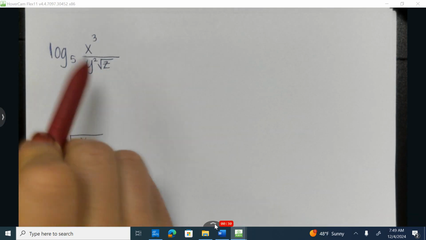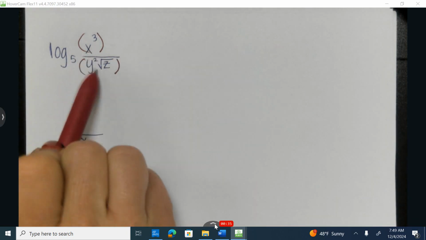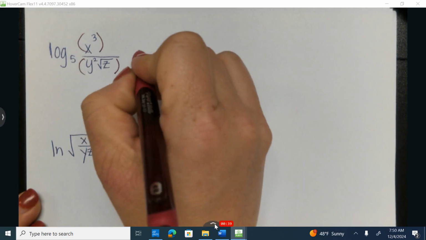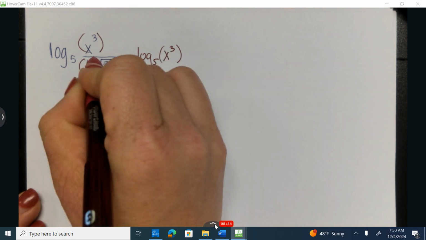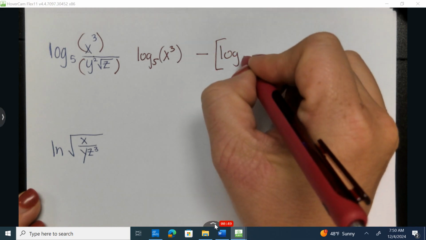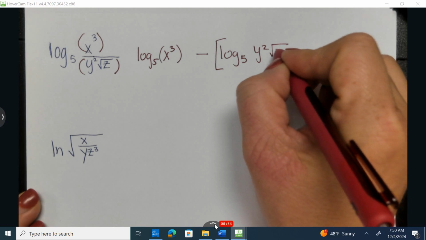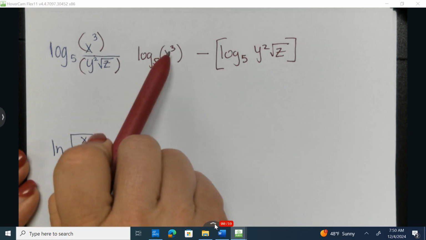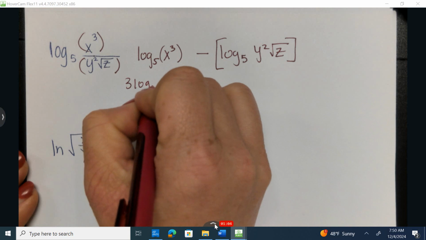So when I look here, I'm looking at some quantity divided by another quantity. So I know I want to rewrite this and expand it by turning division into subtraction. Log base 5 of x to the third, division turns to subtraction, and log base 5 of y squared times the square root of z. Now I can continue to expand here using a few different properties. Remember, whenever we have an exponent, it's going to drop directly in front. So 3 times log base 5 of x.